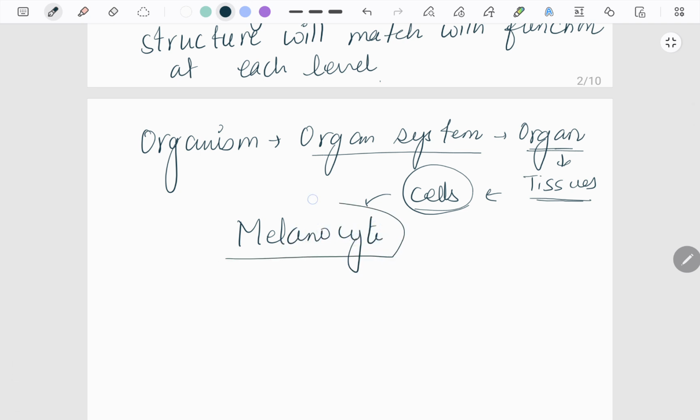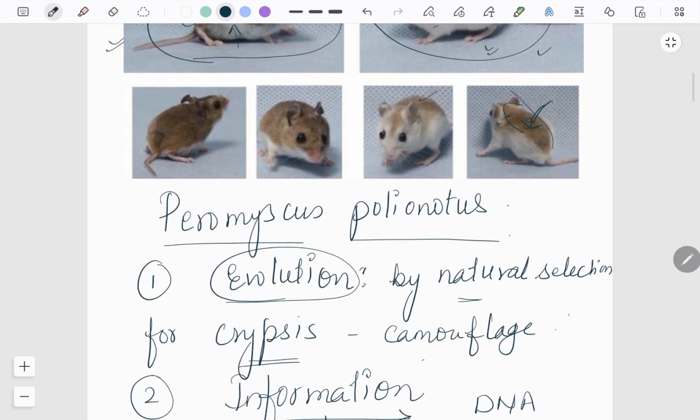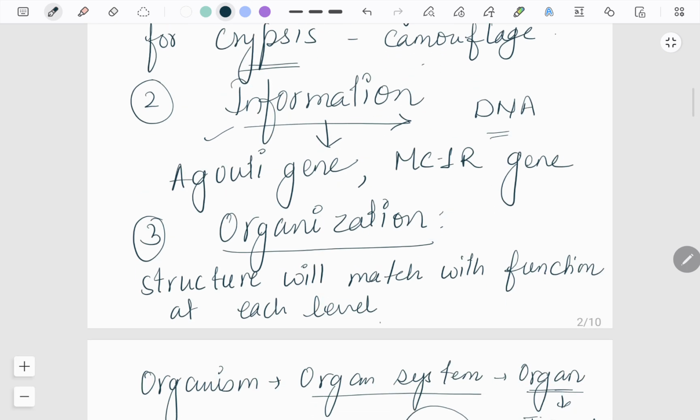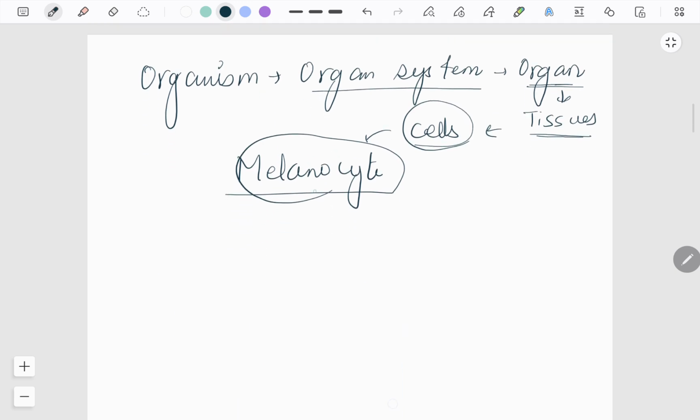Here itself I will give you the example of evolution. During evolution, the genes that were having mutation were selected, so that information, that DNA, was preferred during evolution, right? And two important genes I told you, agouti and MC1R, those we will study here.